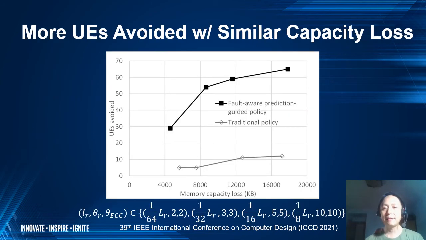By varying the parameters, we show how the number of UEs avoided changes with respect to the memory capacity loss in both the traditional policy and the new policy. As we can see from the figure, the new policy avoids more UEs with similar capacity loss.